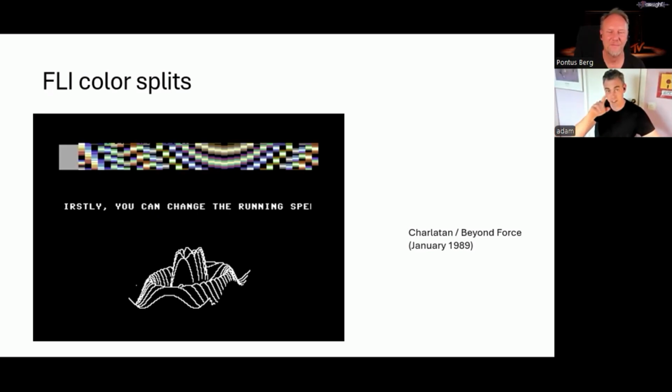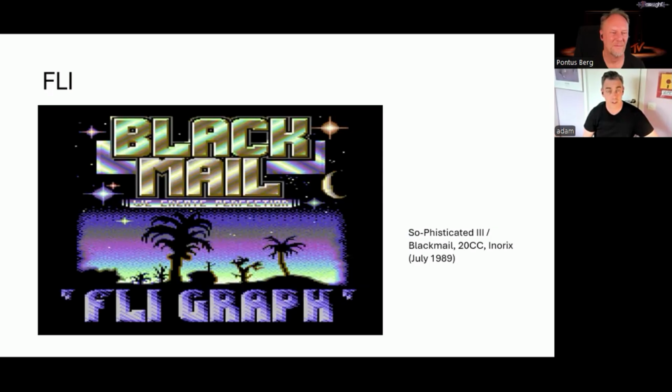This was January 1989, and the next picture shows the world's first FLI picture, which was in Sophisticated 3 by Blackmail, 20cc, and Inorix in July 89, just a few months later. I don't know if they figured it out by looking at that demo, or if they figured it out independently at the same time. But really, this was the first time that we could see a picture using this graphics mode, and it has all these colors.